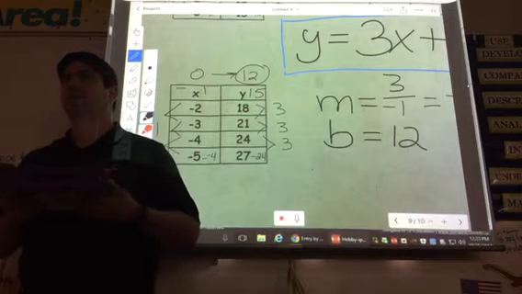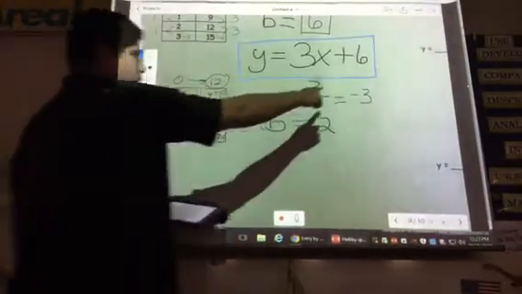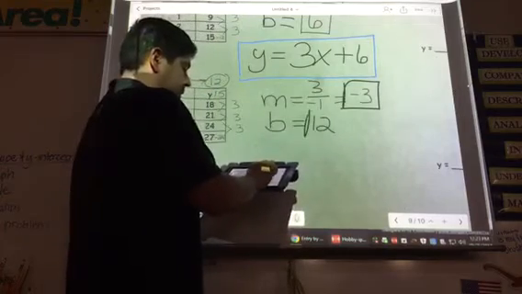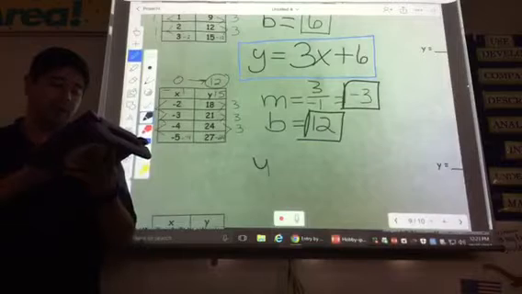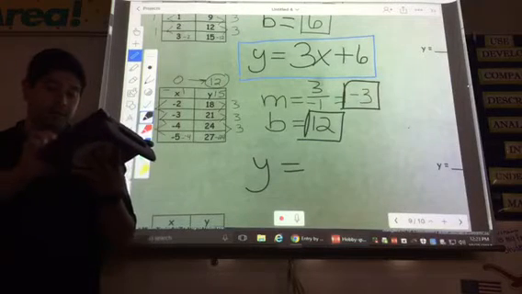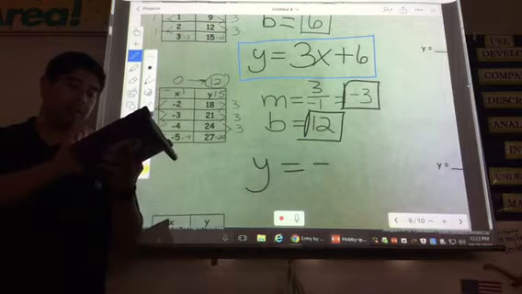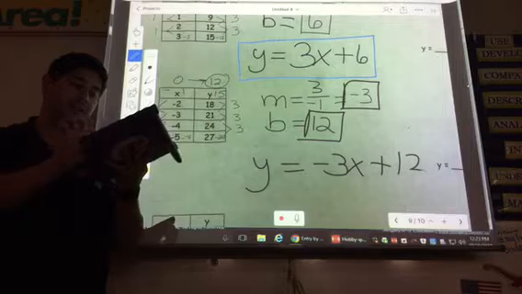Show us that later. Okay, so now that I have my slope, -3, and I have my y-intercept, 12. Everybody together, what's my y equals going to be? Y equals what? -3. Yay. The whole thing. Let's say the whole thing. Y equals -3x plus 12. Good job.